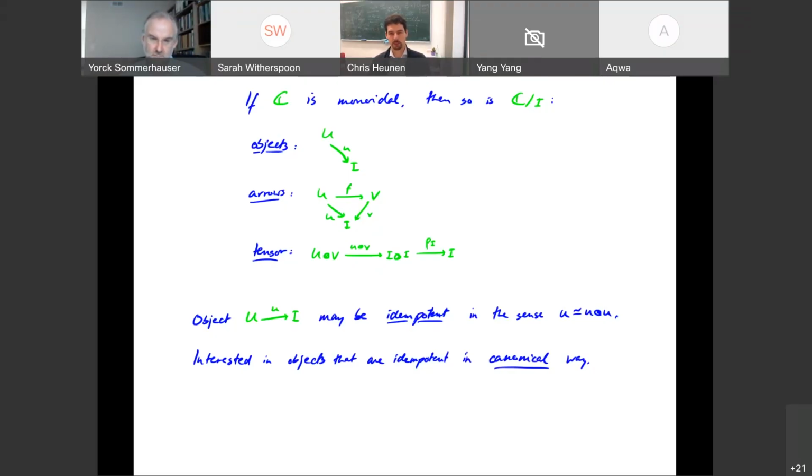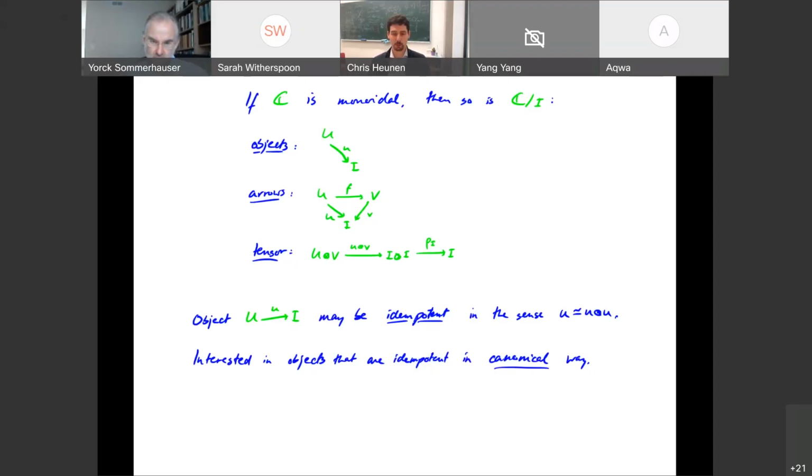So just to summarize this a little bit, if C is a monoidal category, then I can build a new one. That's the slice category of maps into the tensor unit. Now, in this new category, an object, so that's a map into the tensor unit in the old category, it could be the case that this object is isomorphic to a tensor product with itself. And in that sense, it could be idempotent, sort of idempotent with respect to the tensor product. And we're going to be interested in objects that are idempotent in this sense, but in a canonical way. I don't just want any old isomorphism between U and U tensor U. I want a certain canonical thing to implement the isomorphism.